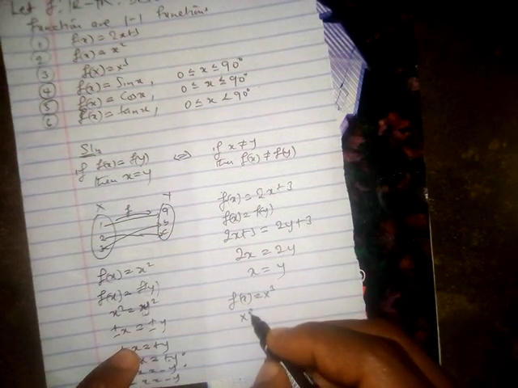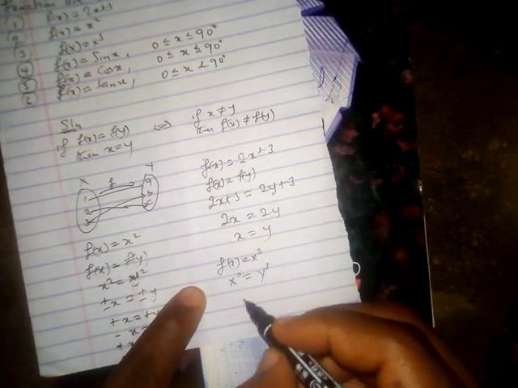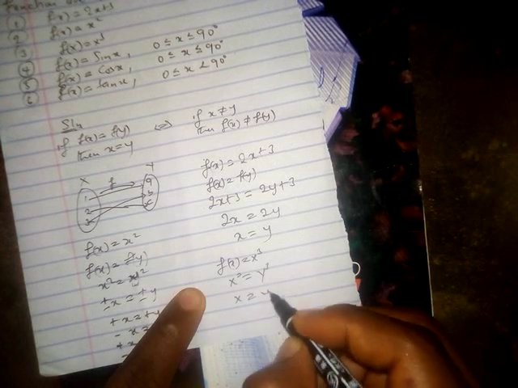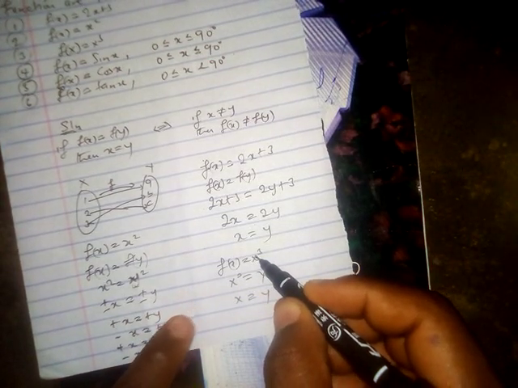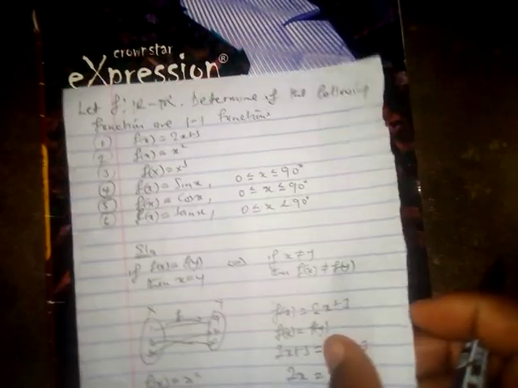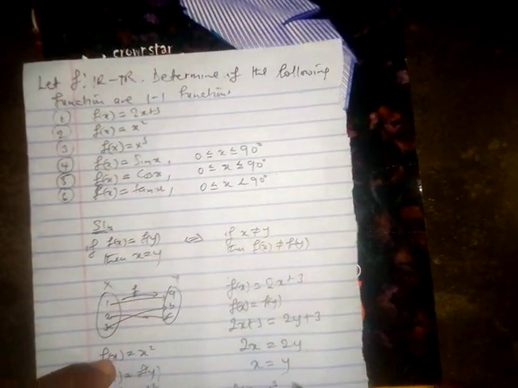Now the next one is f of x equal to x cube. Let's say x cube is equal to y cube by definition. Taking the cube root, x is equal to y. So this function is a one-to-one function.